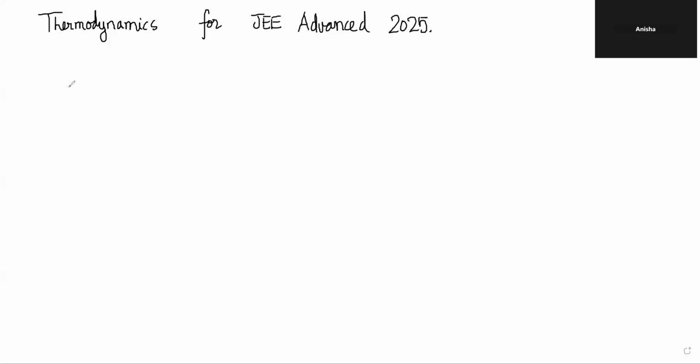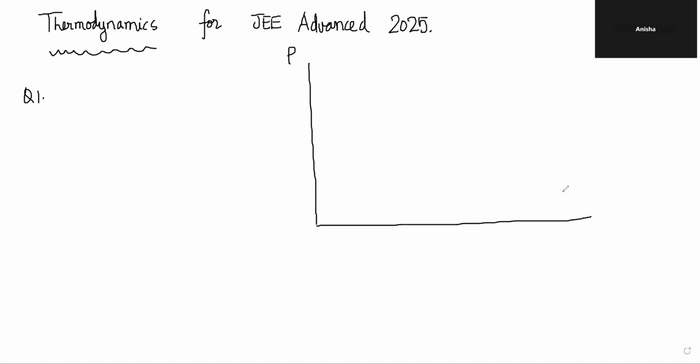Hello, sir. Okay, we'll continue with physics now. We'll start off with the topic of thermodynamics. JEE Advanced questions. This is JEE 2024. There is a graph that is shown. This is the pressure versus time graph, and a process has been depicted like this: J, K, L, M. The arrows are like this.